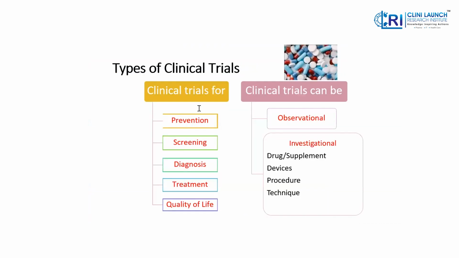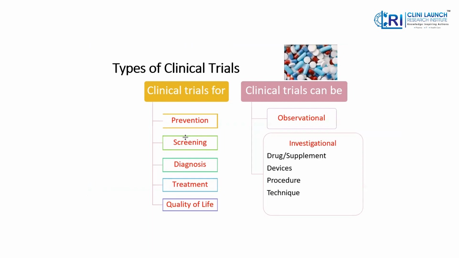So the next thing that we are going to discuss is the types of clinical trials. Clinical trials can be for prevention, screening, diagnosis, treatment, and quality of life. Prevention involves finding a better way to prevent disease. It involves healthy people who do not have any disease, or people at a high risk of cancers. By having prevention trials, we look at the cancer risks and a way to reduce those risks. I'm just giving you examples.